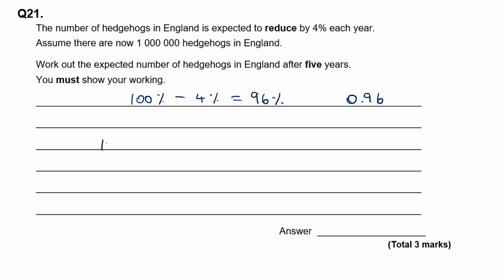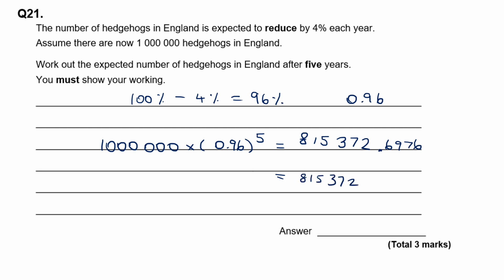So 1 million multiplied by 0.96 to the power of 5, since it's after 5 years, is going to be, so when I type this into my calculator, it gives me 815372.6976, which I can't have 0.6 of a hedgehog, so I need to write down 815372.